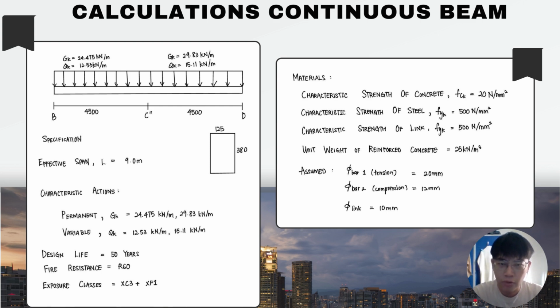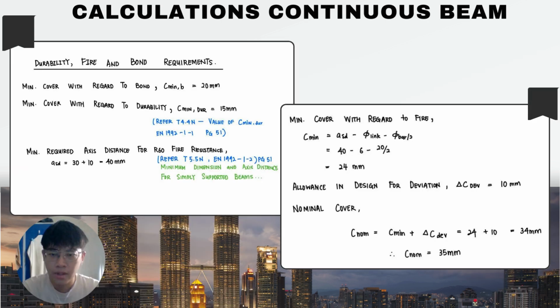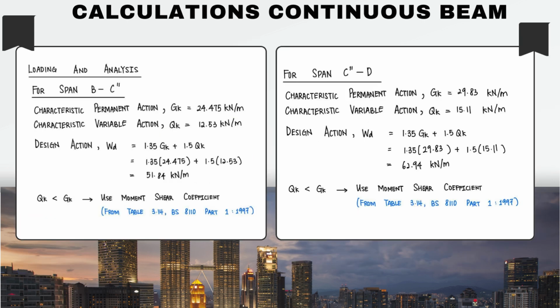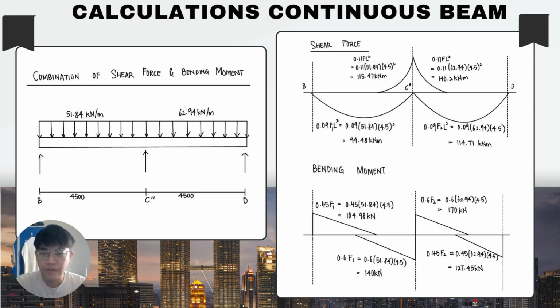This is the calculation of the continuous beam. Here is the information about our continuous beam. We can see that our cnom is 34 millimeter, so we estimate 35 millimeter. This is a combination of shear force and bending moment for the continuous beam.